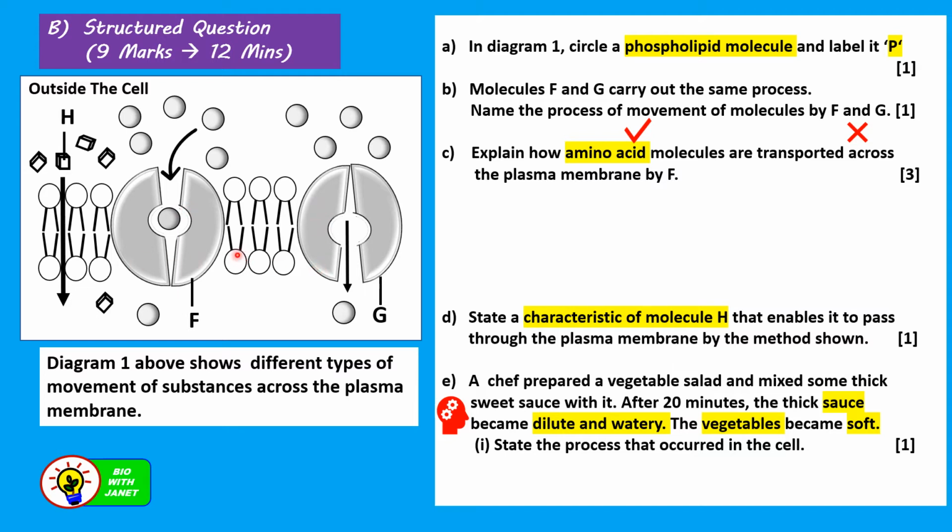In diagram 1, circle a phospholipid molecule and label it P. So follow the instructions. Circle a phospholipid molecule here, which has a hydrophilic head and 2 hydrophobic tails. Then you must label it P. Without the label P, you will not get the mark. You can also circle the phospholipid molecule below here. Any one way, and use a pencil to circle the molecule.